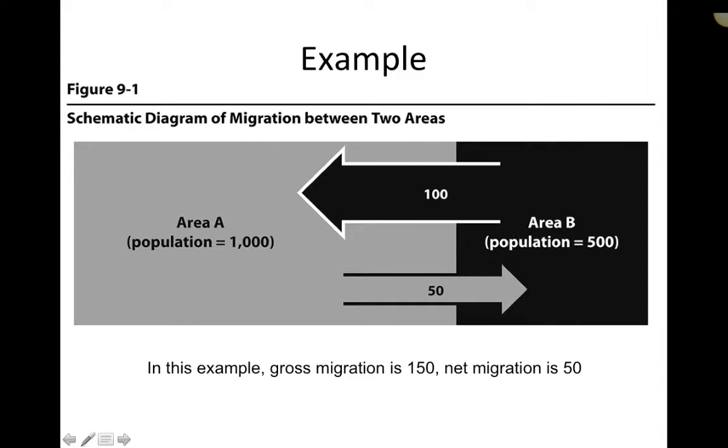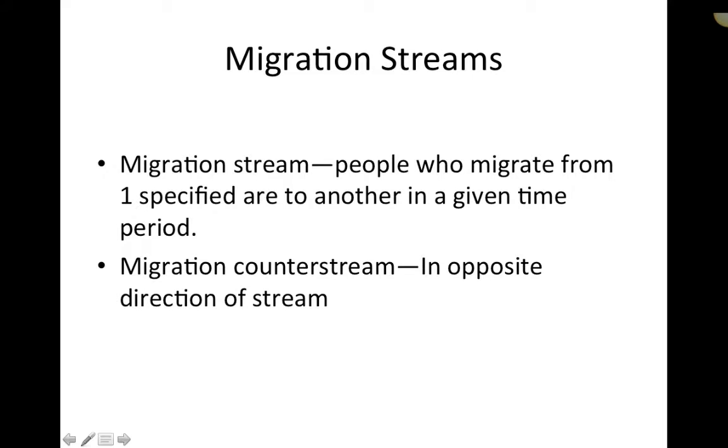So this is, for example, area A, population 1,000, and area B, population 500. If you calculate gross migration for this example, it would be 150, because you're just adding people coming in and people leaving. That's the total. That's gross migration. But if you were to calculate net migration, you'd subtract 50 from 100, and you would get a positive value of 50. So you have population growth because 50 more people came in than left. That's straight from your book.